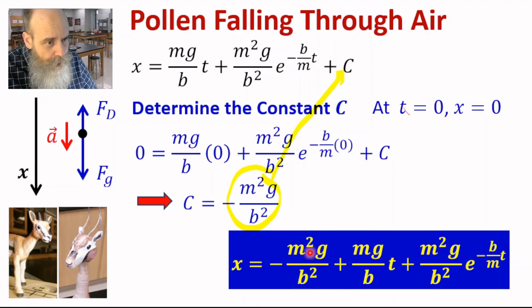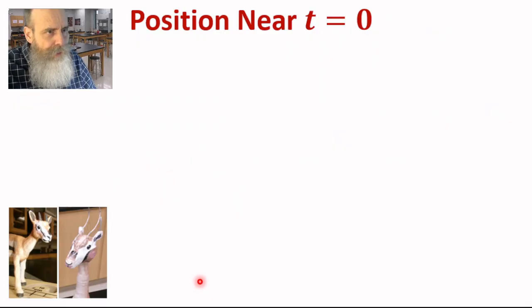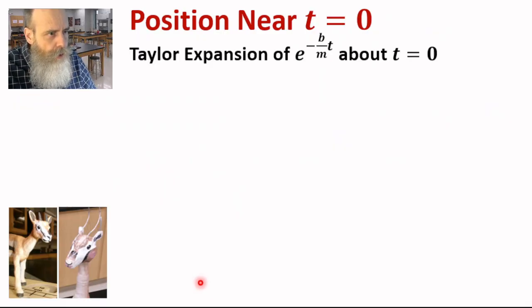X equals negative m squared g over b squared plus mg over b t plus m squared g over b squared e to negative b over m t. That looks like a pretty complicated function. To understand this function, let's see what it is when t is close to 0 and when t is very large. So when we want to get the position near t equals 0, what we should do is a Taylor expansion of this exponential function, e to negative b over m t, about t equals 0.